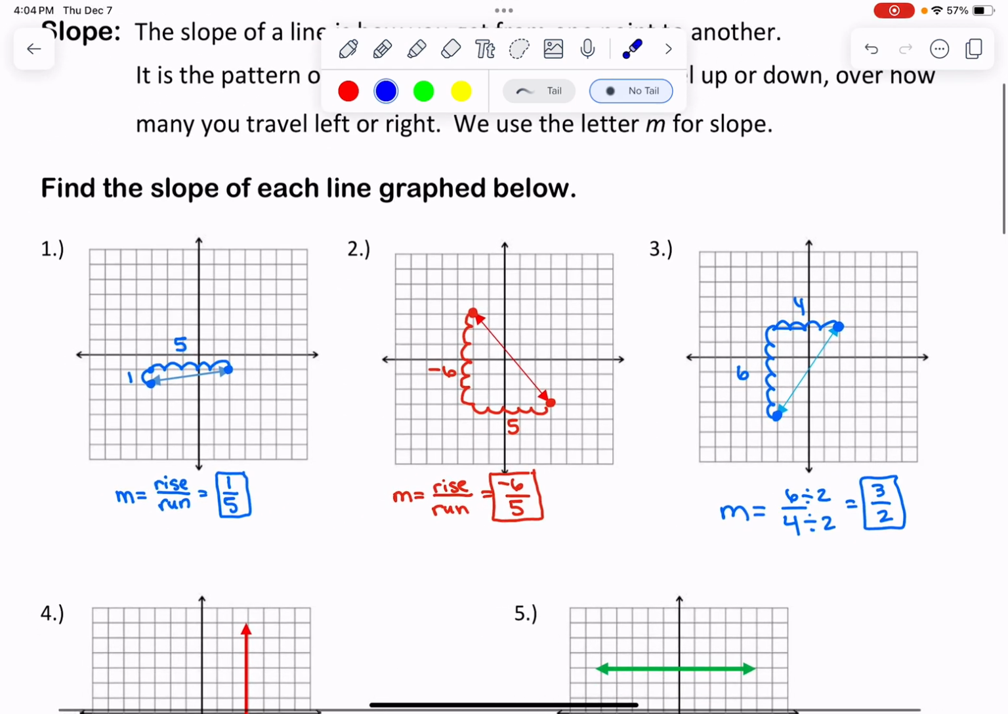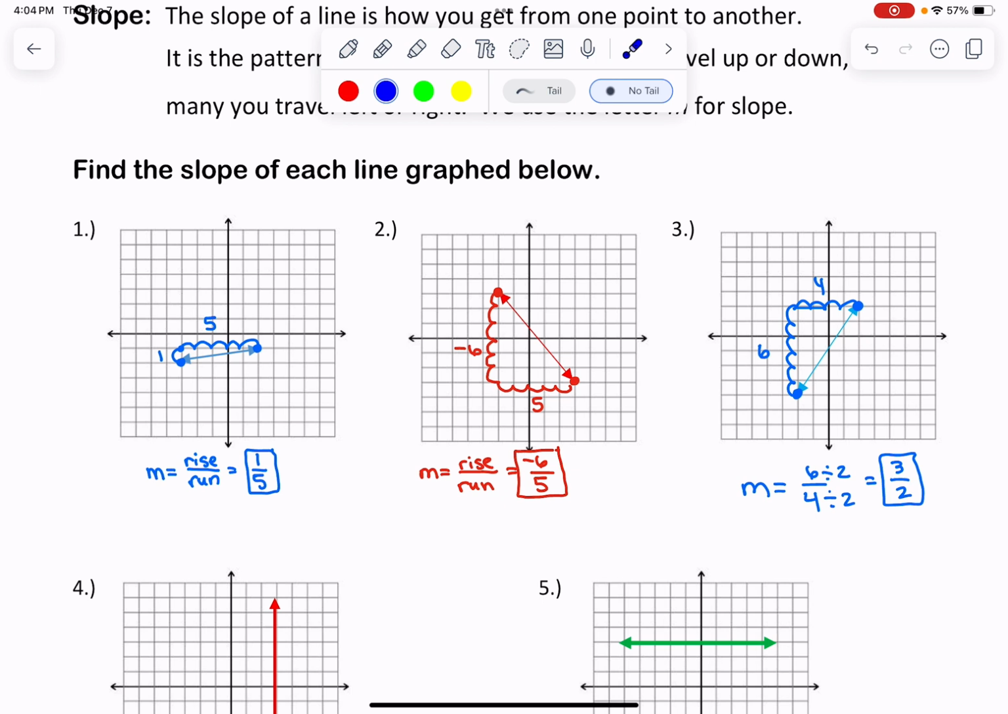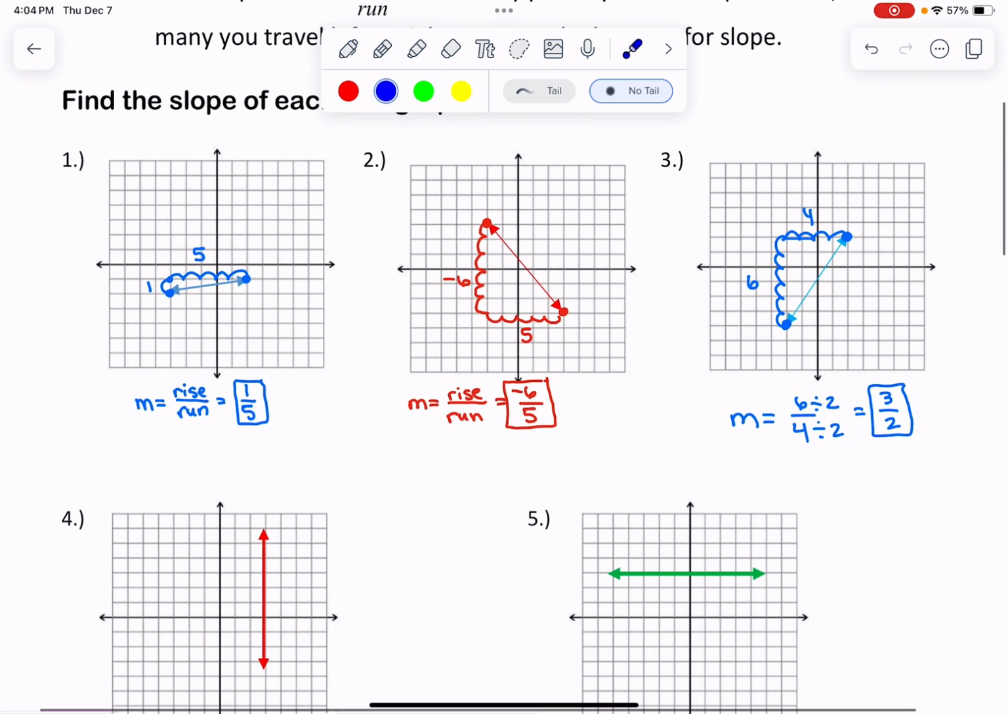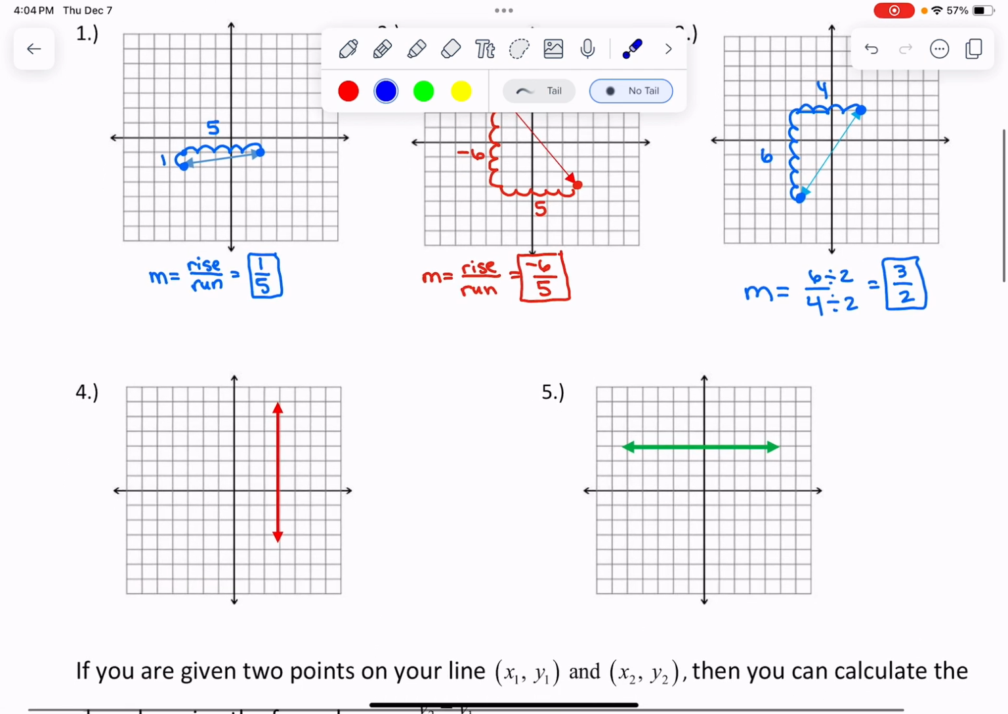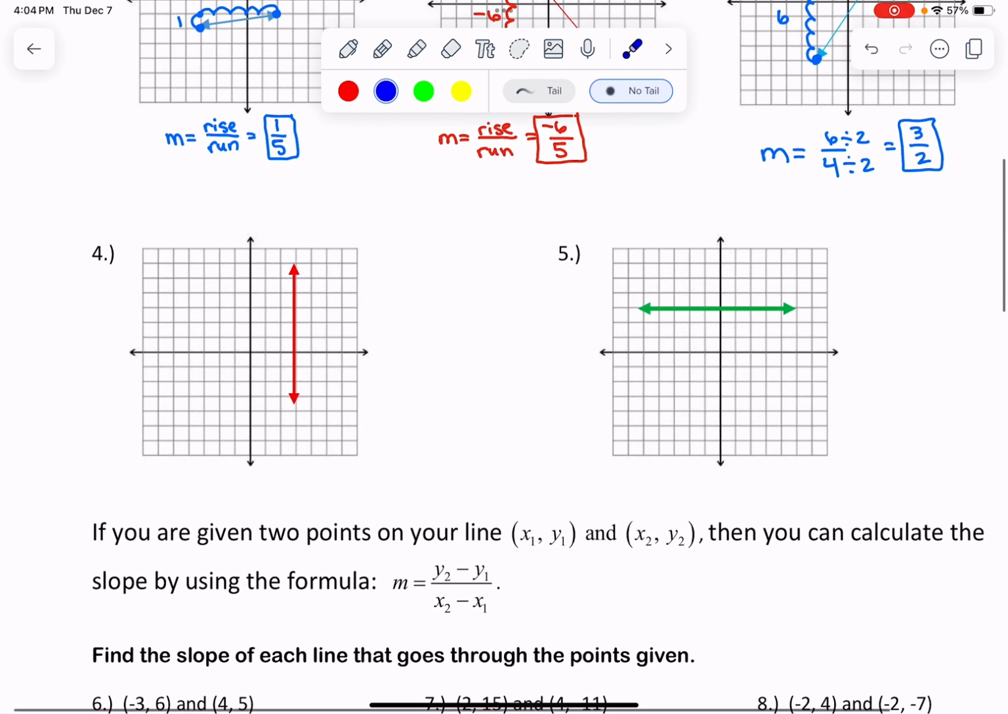All my lines on a slant will either have a positive slope or a negative slope, as a fraction or as a whole number. It might be something like 2 over 1, which reduces down to 2. Notice you've got your vertical and horizontal lines in problems 4 and 5. If I have a vertical or horizontal line, one of these has a slope of 0, and one of these has a slope that's undefined.